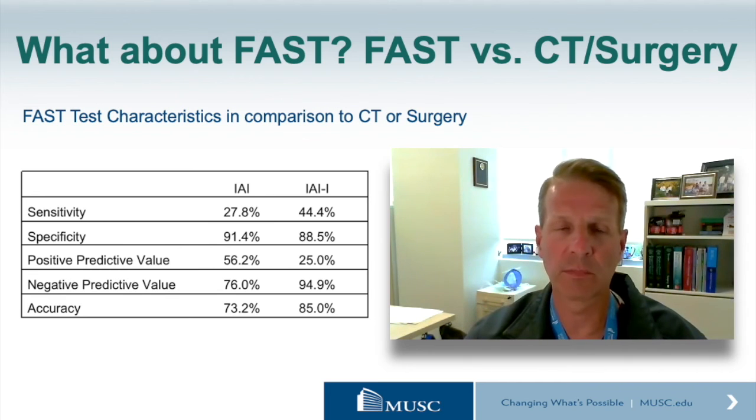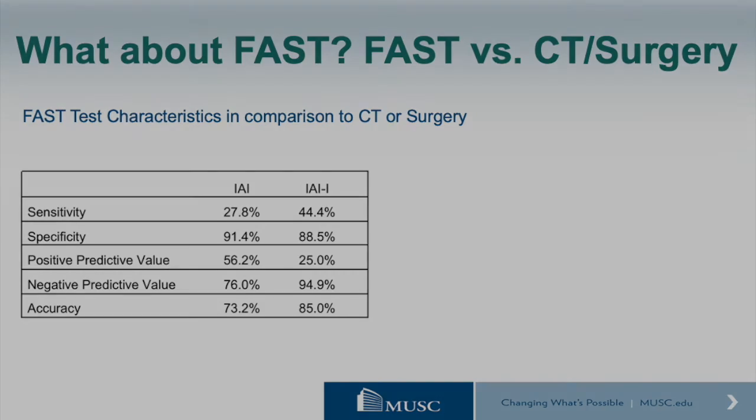In particular, many of the adult ED physicians want to include FAST in any clinical prediction model. So what we found in our study was that FAST had a very low sensitivity for intra-abdominal injury. It was around 28%, and only slightly better for injury requiring intervention at 44%.